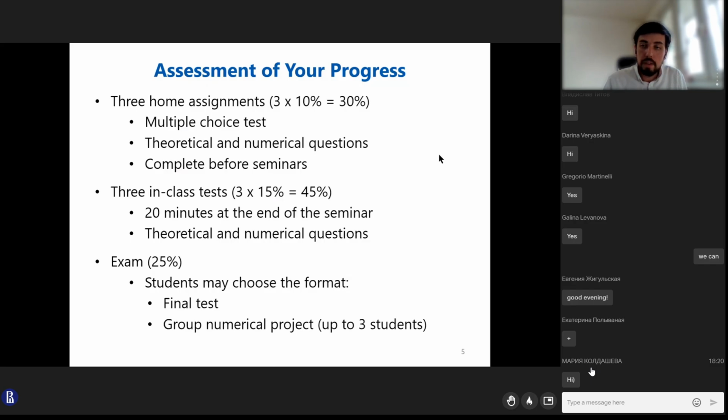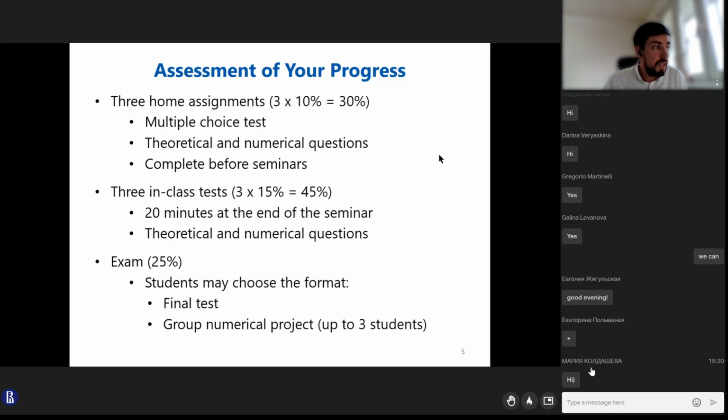So first of all, the final grade is going to consist of 3 home assignments that I have already mentioned. It's just a regular multiple choice test. You're going to have like a week for its preparation and completion. It's going to contain either theoretical or numerical questions. So some of them are going to concern definitions or checking some properties or something like that. Other questions are going to be numerical, so you're going to do something with the data and come up with some number or some range of numbers, something like that.